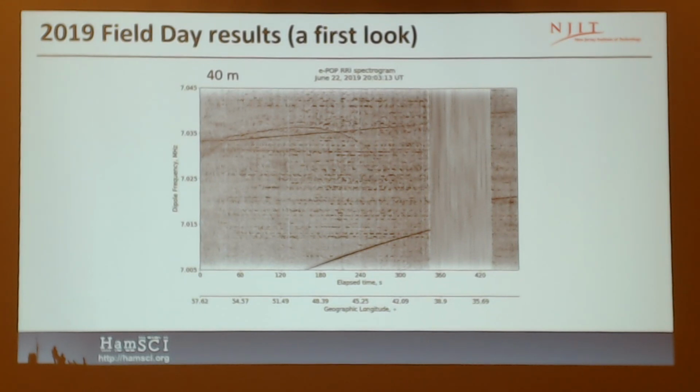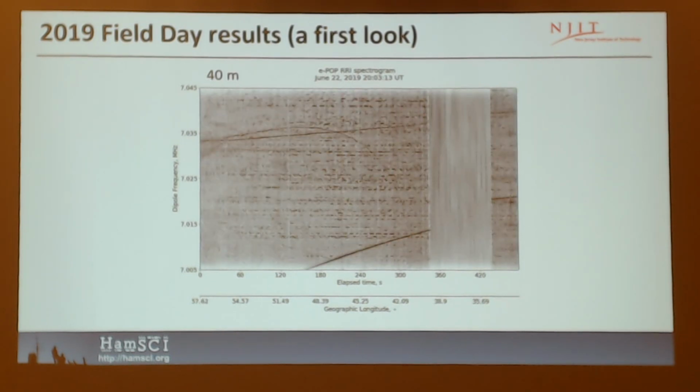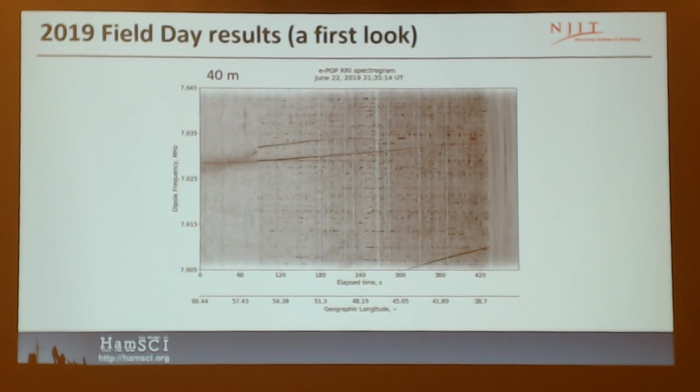So this is what we saw. And if I proceed forward, here's the next pass. This is June 22nd, 2003 UT is when we turned on. This is the 22nd at 21:35. The nice thing is you can see here this is north, so 60 degrees north.